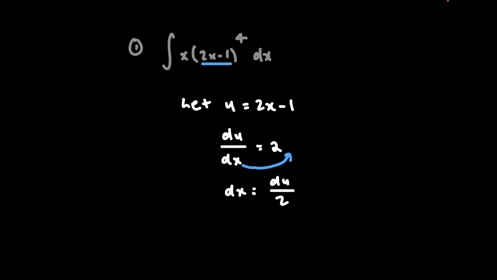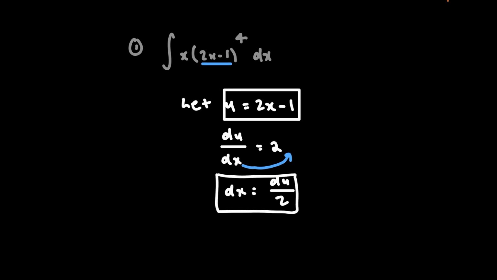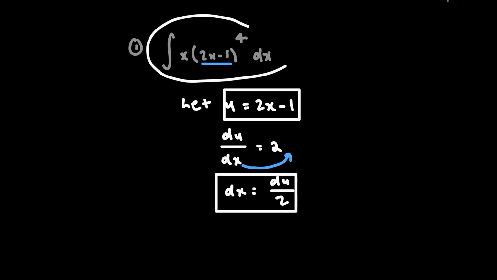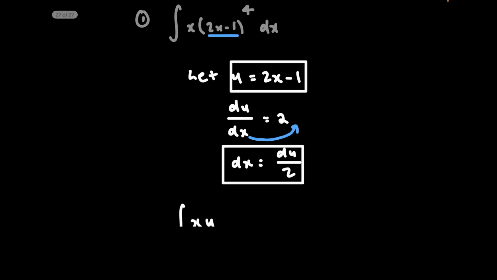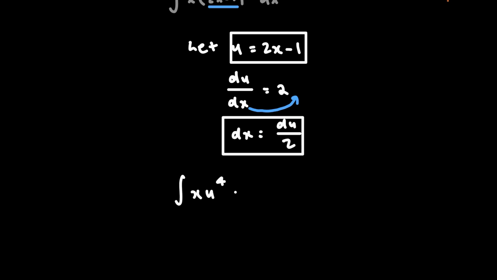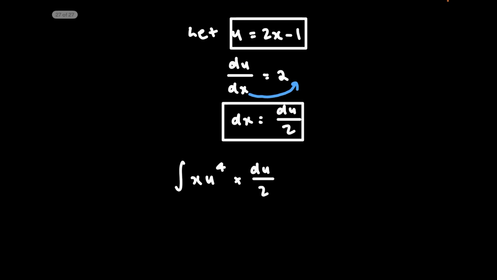Fantastic. So now I'm going to write everything I have here, the u and the dx. I'm now going to replace the variables inside here accordingly. So what I'll have now is the integral of x times, instead of 2x take 1, we're just going to say u to the power of 4, times du over 2. Okay, so now we have an equation where it's in terms of u and not x.